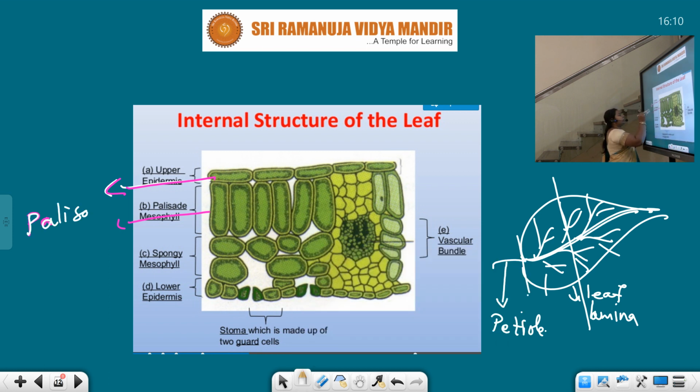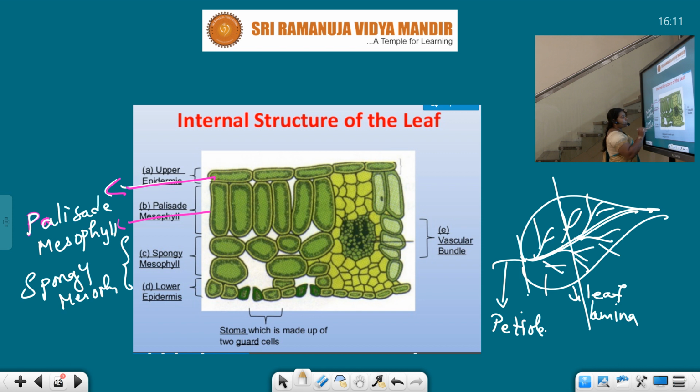Palisade mesophyll cells, you can write. Just below that, they have the spongy mesophyll cells. And next to this, they have the lower epidermis. Let me give the difference between the palisade parenchyma and the spongy parenchyma.